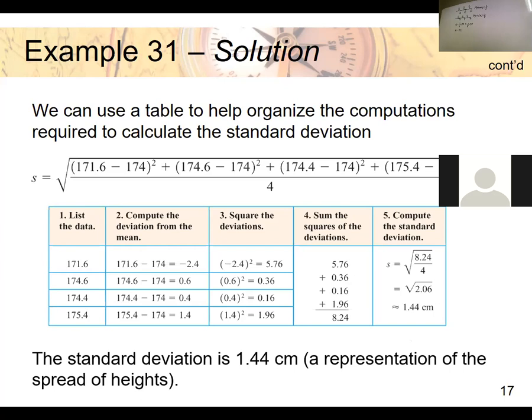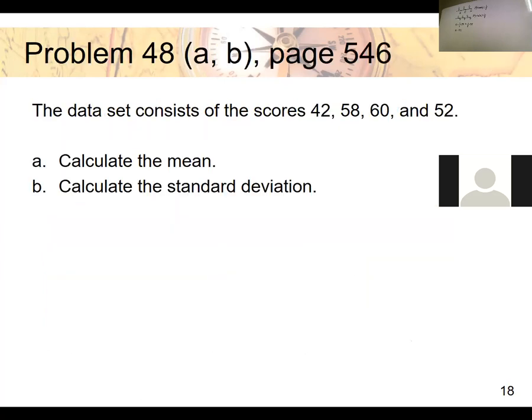All right, now let's look at problem number 48B. The data set consists of the scores 42, 58, 60, and 52. Now you're given 2 parts. Part A is to calculate the mean, and part B is to calculate the standard deviation. So we got 42, 58, 60, and 52.